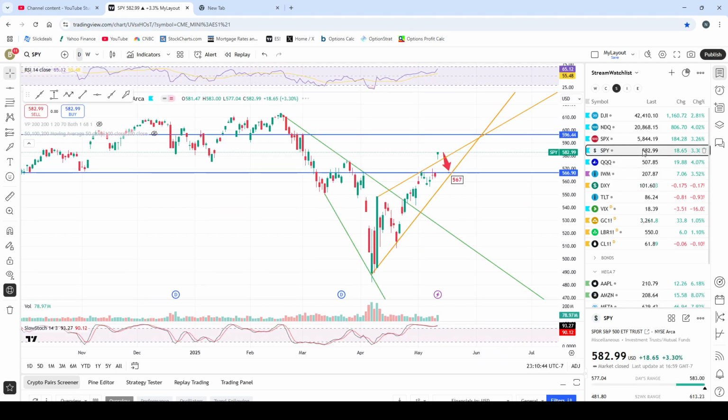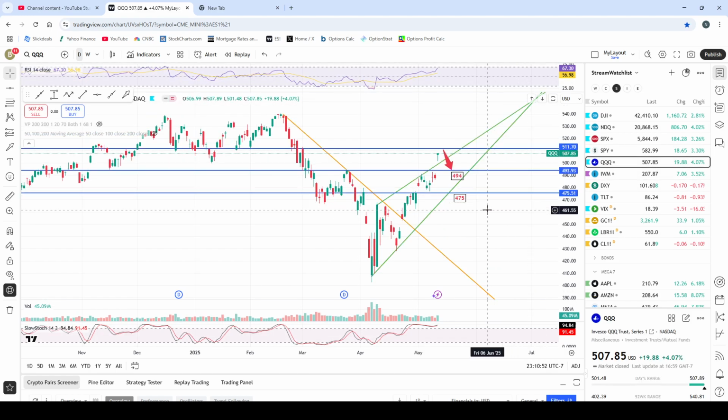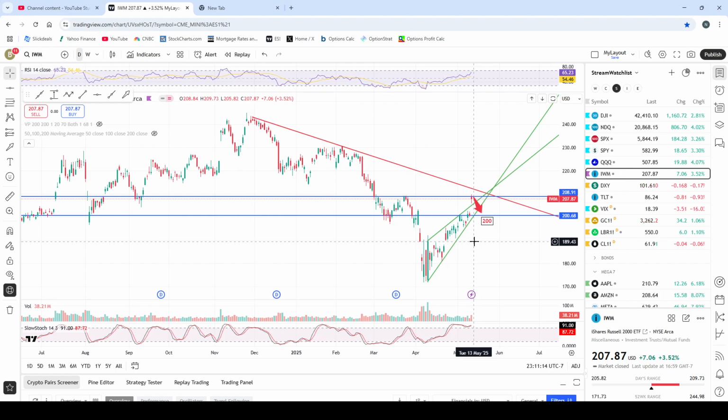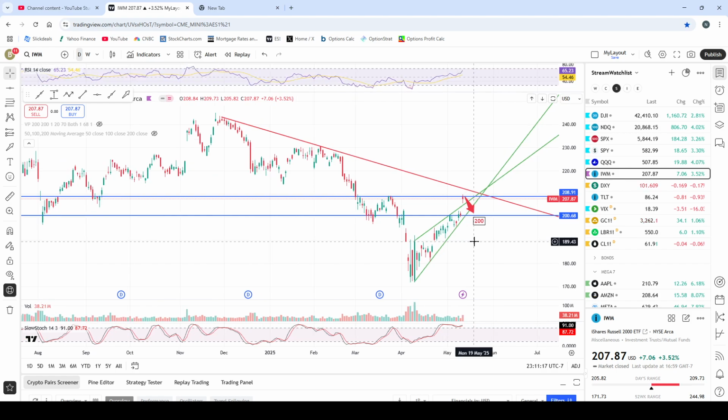And now let's go back. SPY, I expect to pull back to 567, QQQ 494, and IWM 200. So it looks like we're going to have a pullback by the end of this week. So when you see something like this, you can just wait to see how it plays out, and buy when it's low. You don't buy when it's high.